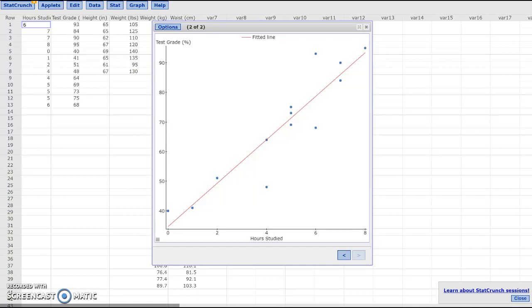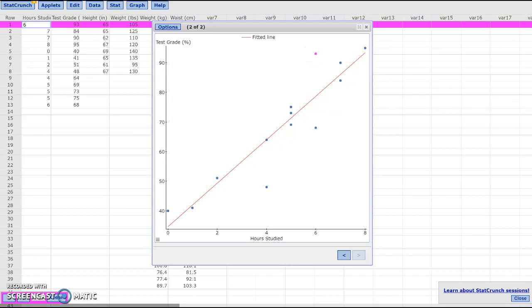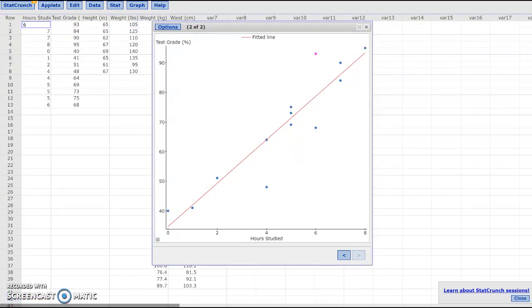Here is this point. Oh, I don't think you can see. Yeah, so this point at least is right up here, and this one doesn't cross the line. It's right over here, right? So there is going to be some error.